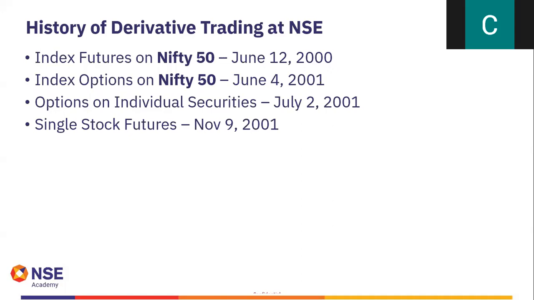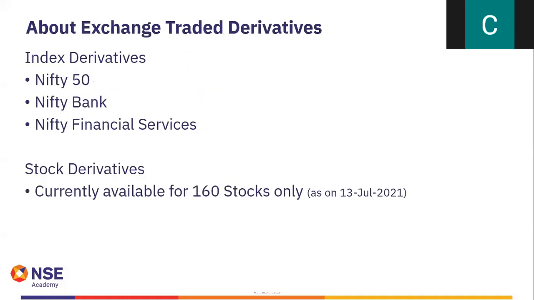And these are just about index futures, index options, stock futures, stock options. We also have derivatives, as mentioned earlier, on commodities, currencies, and interest rate derivatives. On the exchange, currently we have index derivatives only on 3 indices: Nifty 50, Nifty Bank, and Nifty Financial Services. Nifty 50 is the most actively traded index derivative. Whereas for stock derivatives, close to 160 stocks are there, as on 13 July 2021.